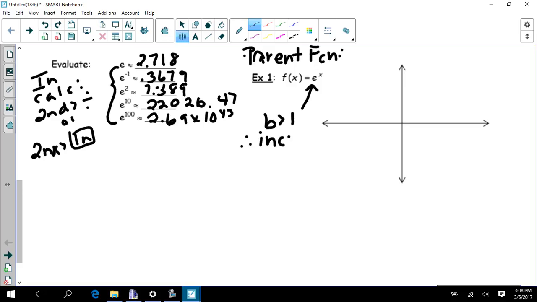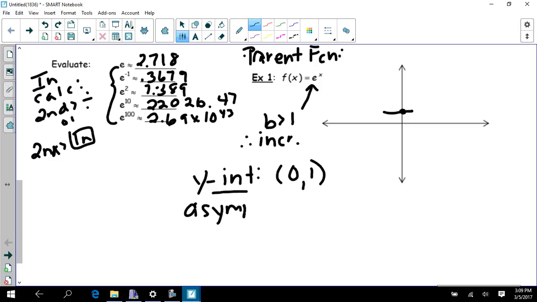And if you remember back from early on in this unit, every exponential parent function had what as its y-intercept? They all had 0, 1. And this is no different because e to the 0 would still be 1. They had what as its asymptote? They all had y equals 0. So this also has y equals 0 as its asymptote.